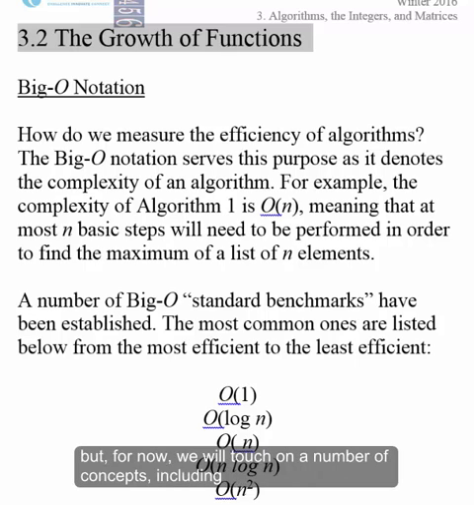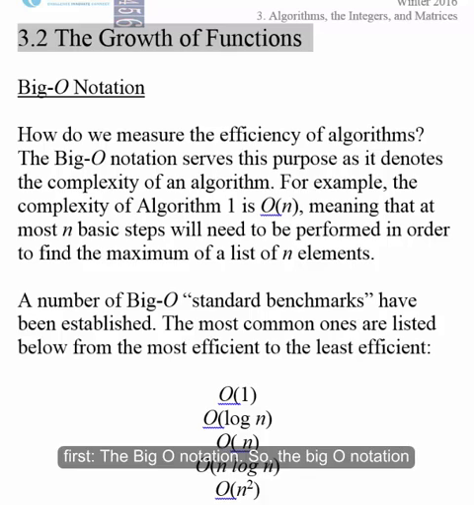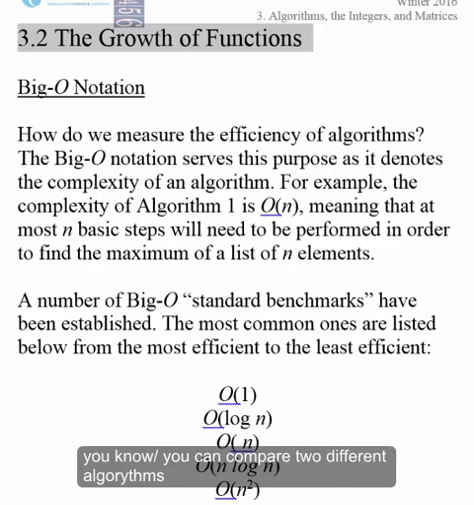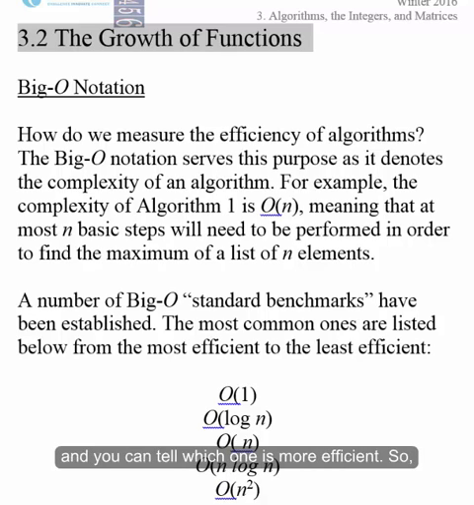But for now, we'll touch on a number of concepts, including first the big O notation. So the big O notation is a notation that helps us compare apples with apples, pears with pears, so that you can compare two different algorithms and tell which one is more efficient.